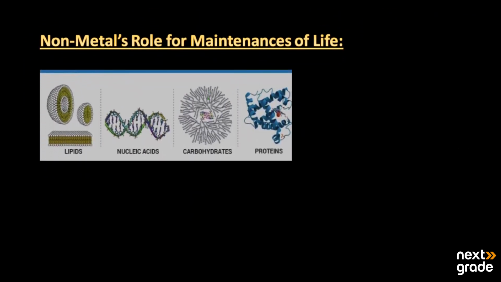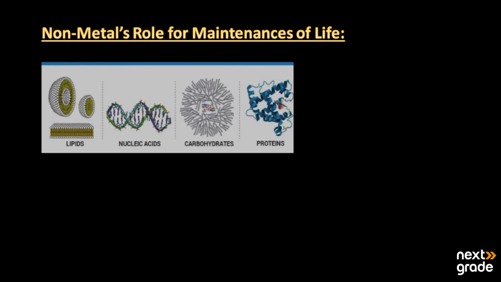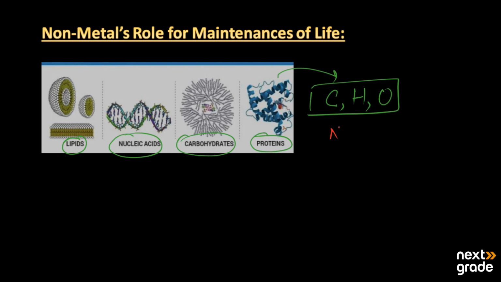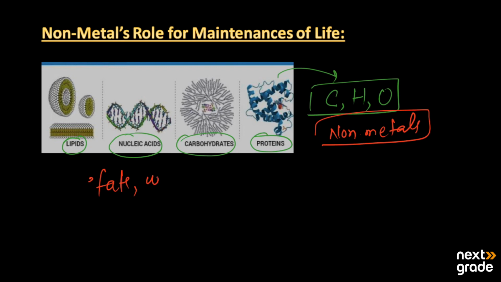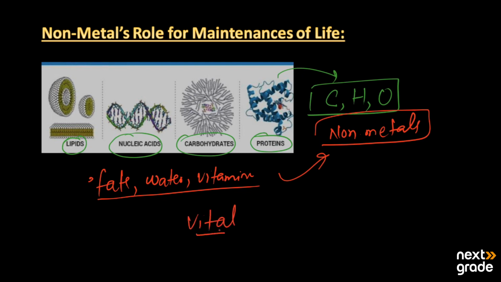Then the non-metals also have a role in the maintenance of life. How do they have it? All the eatables that we have contain lipids, nucleic acids, carbohydrates, and proteins. All are made up of carbon, hydrogen, and oxygen. Among these, carbon, hydrogen, and oxygen are non-metals. So that's why, for the survival of life on the earth's crust, along with these, we also take fats, water, and vitamins. All these are basically made up of specific types of non-metals. So in this way, the non-metals play a vital role in the maintenance of life on the earth's crust.